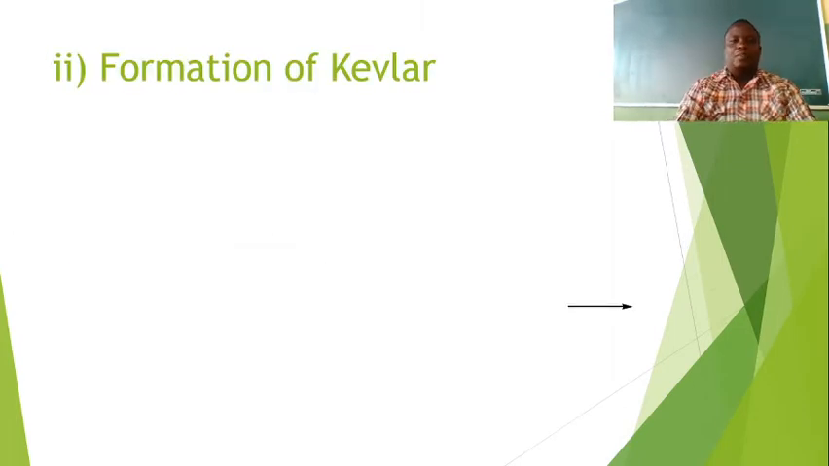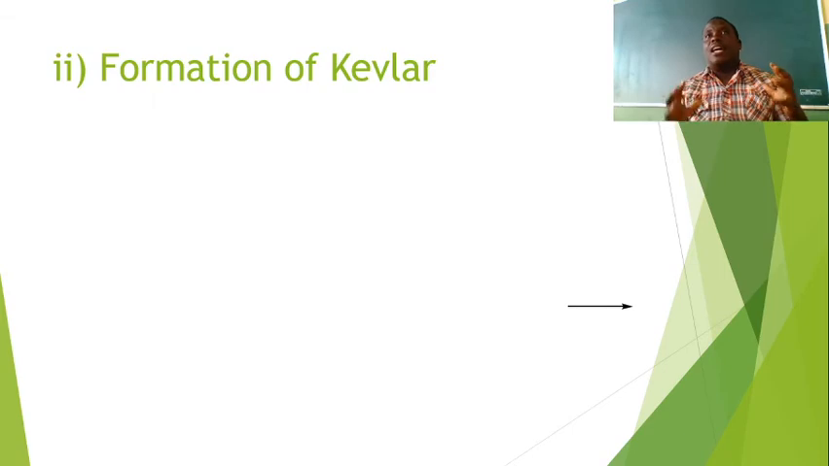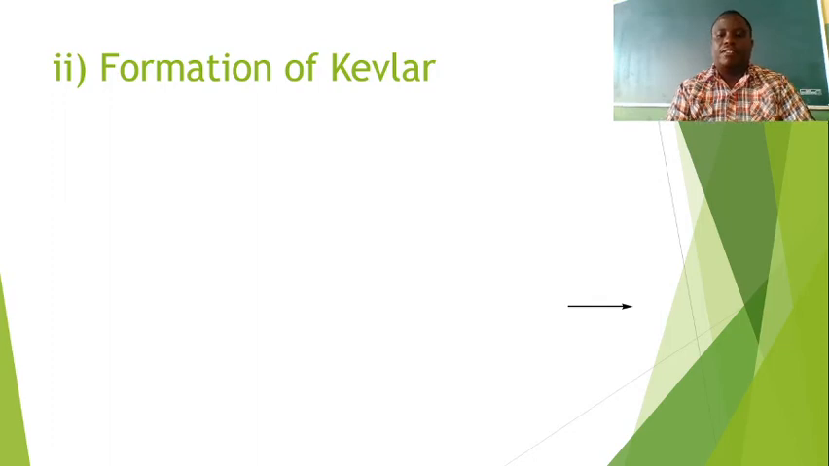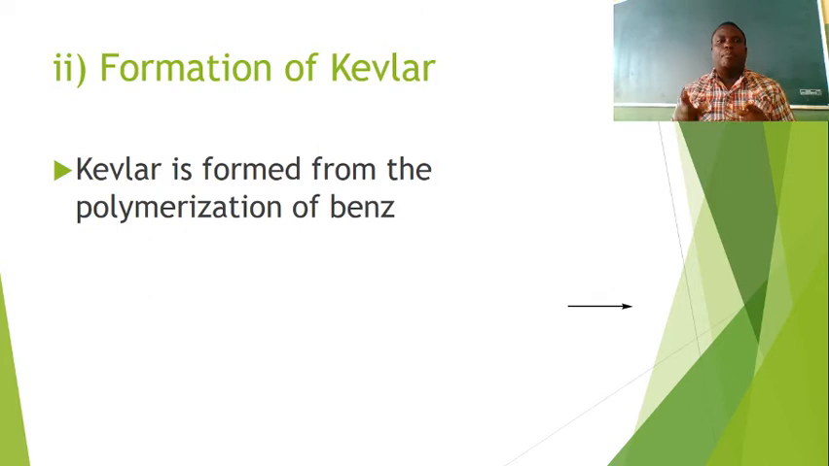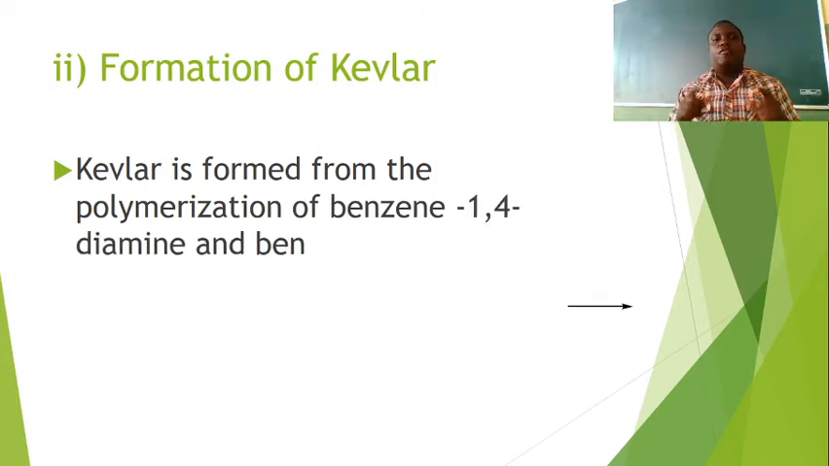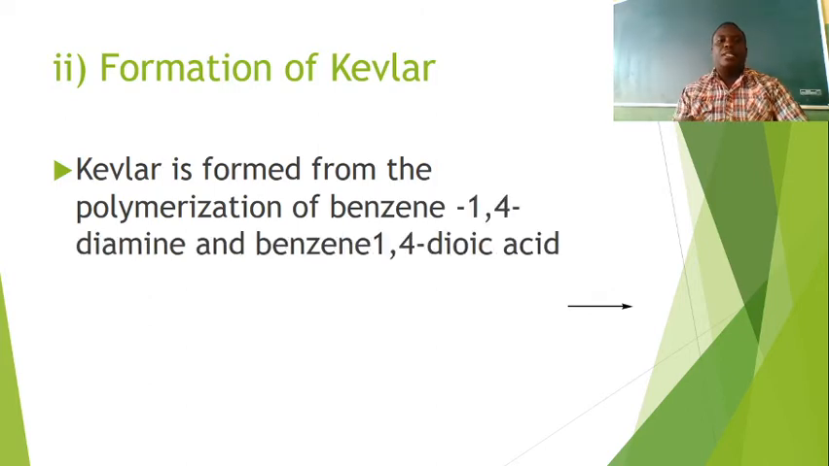So now we are going to start with the second form, the formation of Kevlar. Kevlar, we see, has a great importance in our real life. Kevlar is formed from the polymerization of benzene-1,4-diamine and benzene-1,4-dioic acid. Means that there are also two acids and two amine groups.